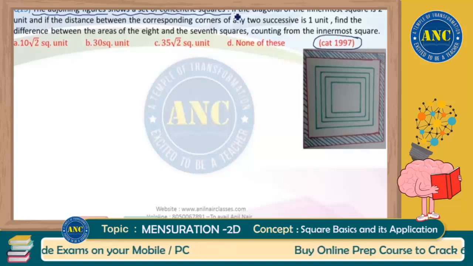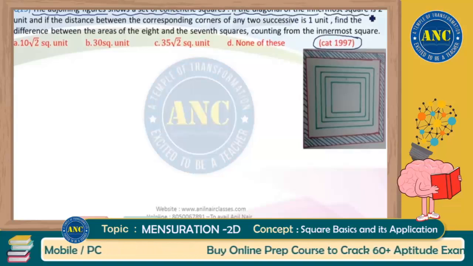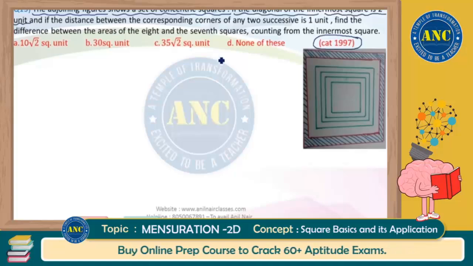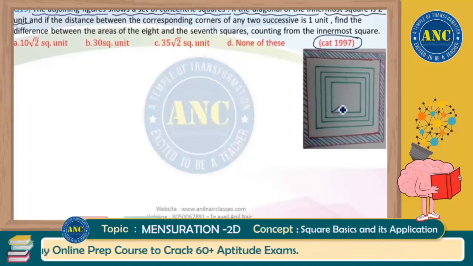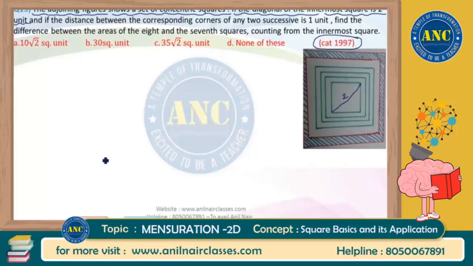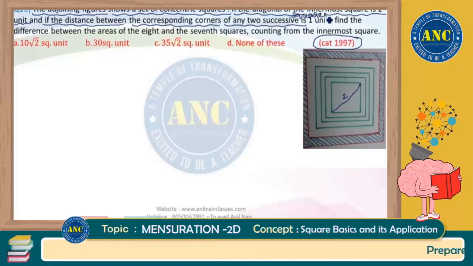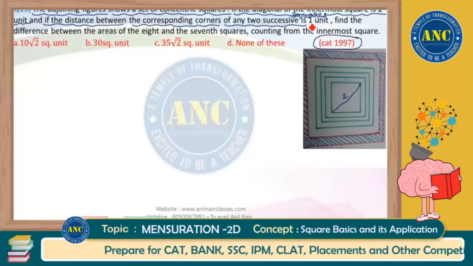Second point says, if the diagonal of the innermost square is 2 units, this innermost square diagonal is given in the question as 2 units. And if the distance between the corresponding corners of any two successive squares is 1 unit.